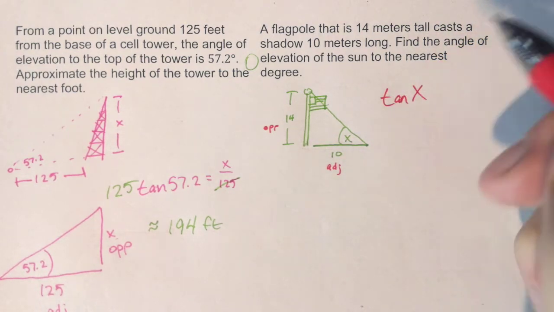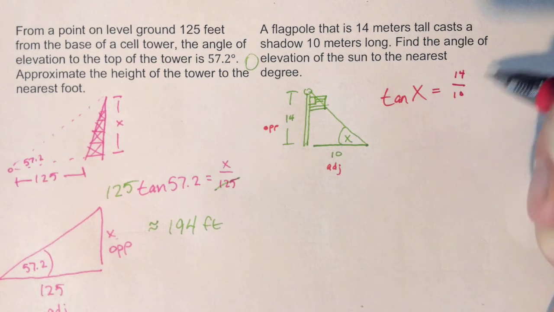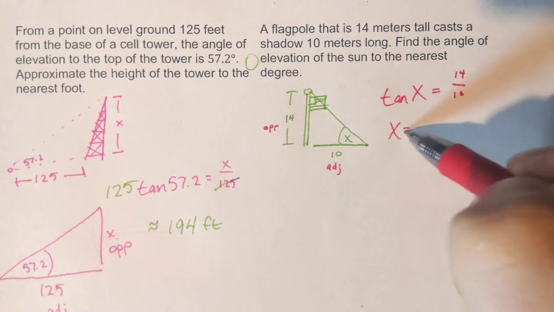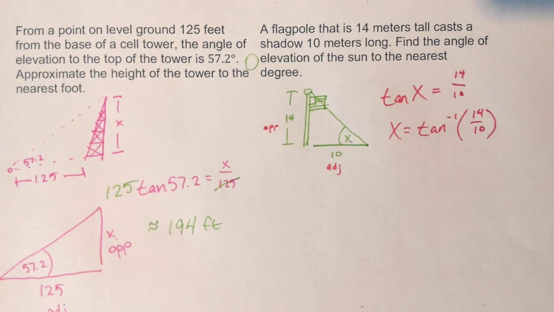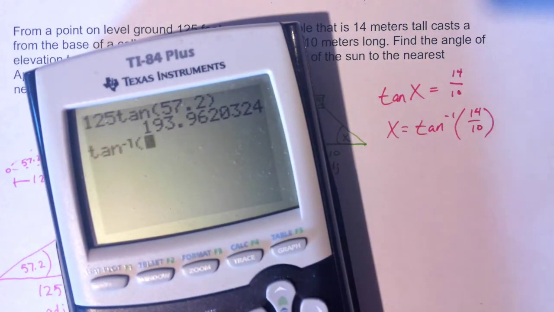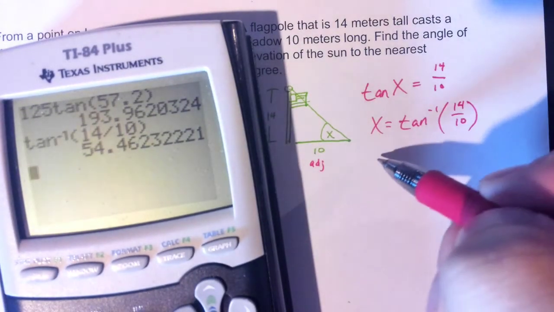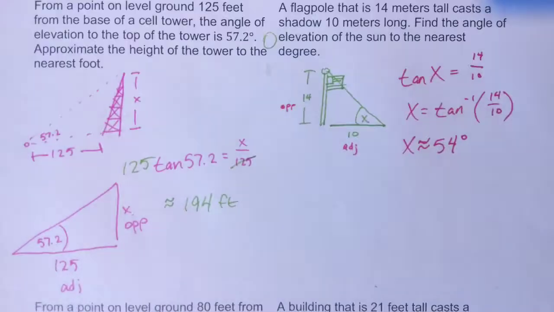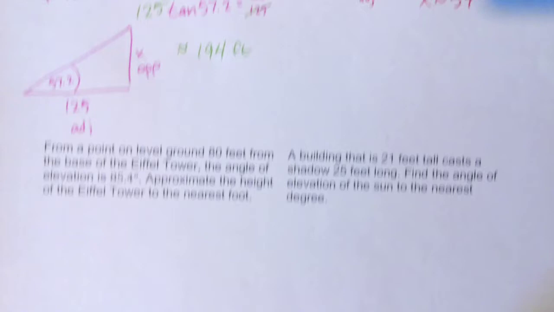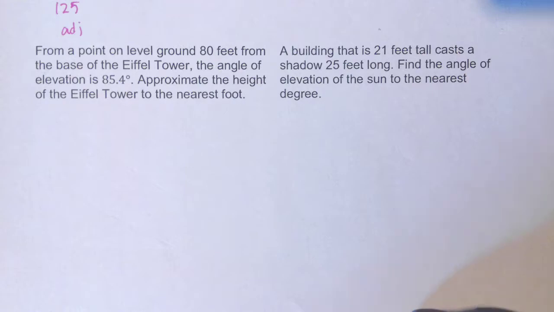The tangent of our angle, this time we don't know our angle, is equal to opposite over adjacent. If I'm looking for an angle, remember that we're going to use our inverse tangent. So it's the inverse tangent of 14/10 to find the angle. Second tangent, 14 divided by 10, rounded to the nearest degree, 54.4 would round to about 54 degrees. So the sun is 54 degrees in the sky. These two down here are the same as above, so it's a good time to pause the video and try that.